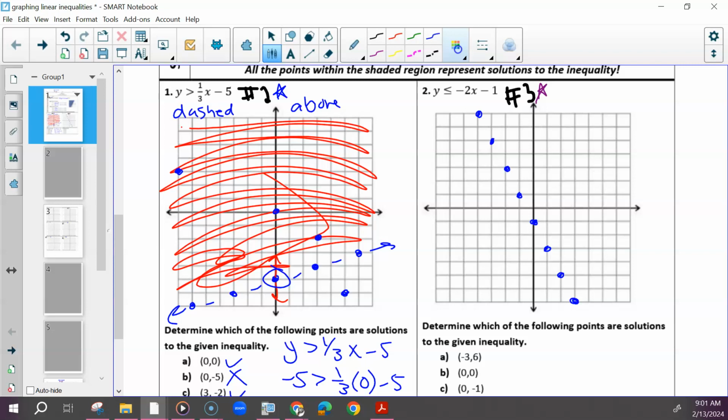This would be solid or dashed. Solid. So a solid line is like a regular line. You just connect all the points and draw your arrows at the end. And then would this be shaded above or below? Below. So for this one, below, if I were to draw my arrows at the y-intercept, would be underneath or to the left.